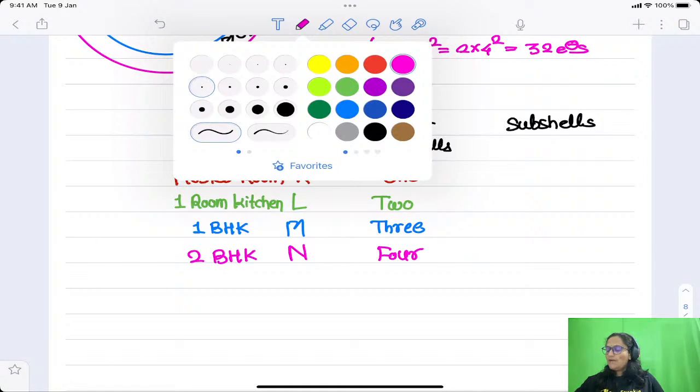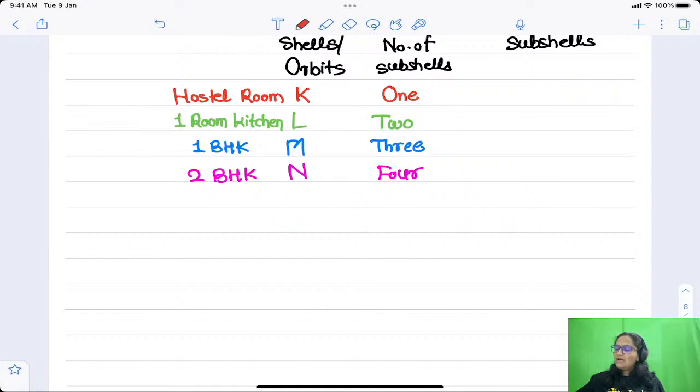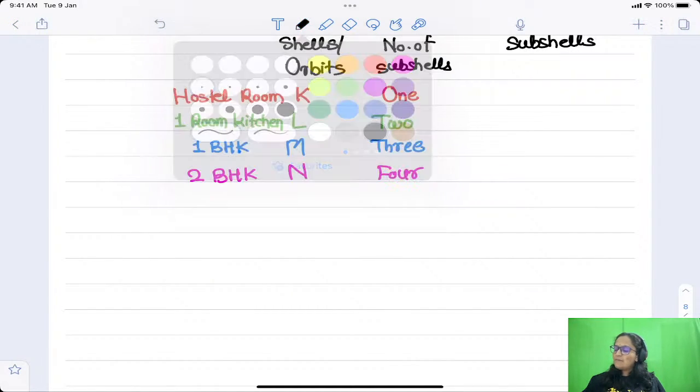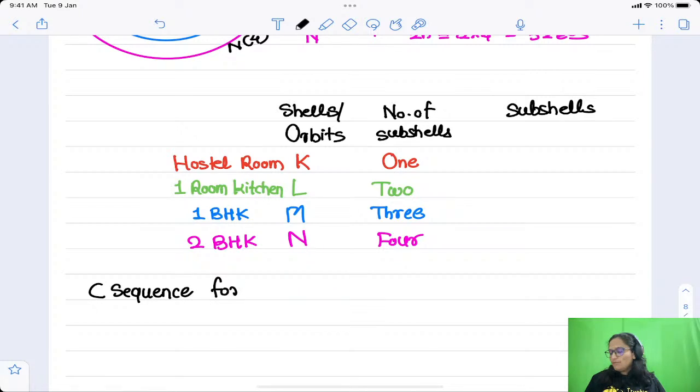Now, just like in a house every room has a different name, the kitchen, living room, bedroom, study room, etc., similarly subshells also have different names. Just like the rooms in a home have different names, the rooms or subshells in an atom also have names. What are the names? You have to remember just one sequence here for subshells. I'll write down the sequence for subshells here, and you have to follow it.